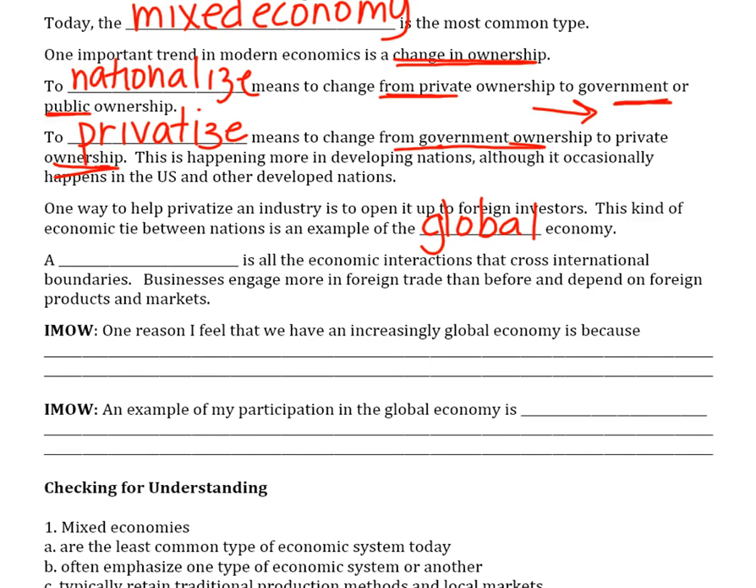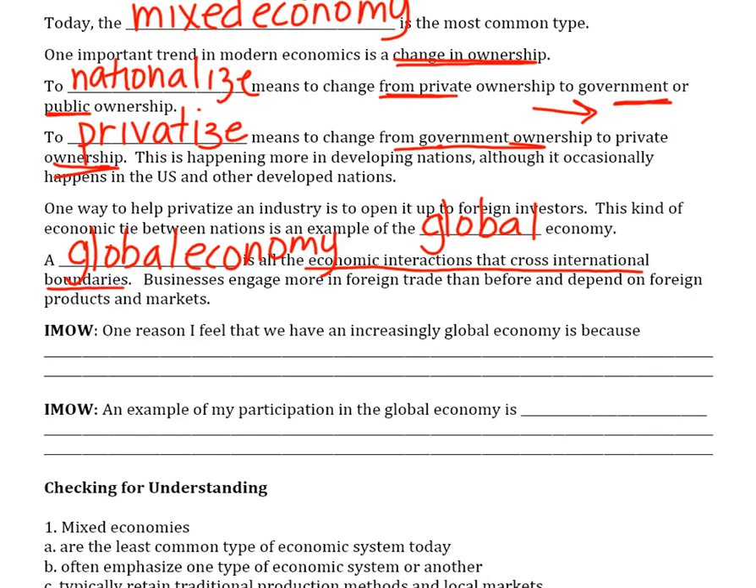If you check the tags on your clothes, I bet none of it was made in the United States, or if it was, very few things you own were made in the United States. A global economy is all the economic interactions that cross international boundaries. Why don't you underline that? All economic interactions that cross international boundaries.